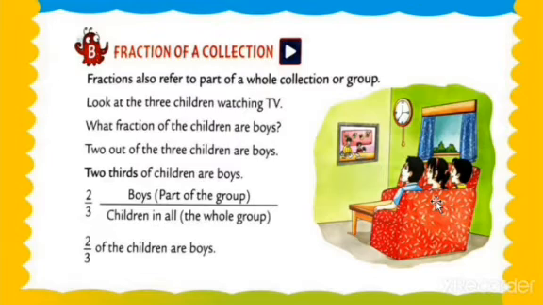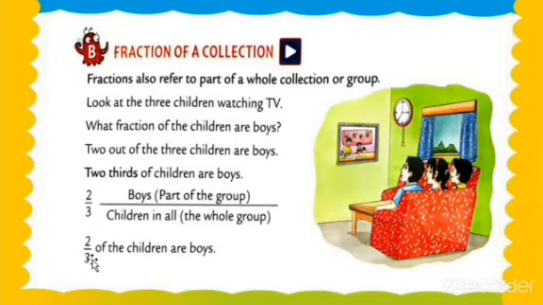So 2 out of 3 children are boys. 2/3 of the children are boys. 2/3 means 2 boys and a total of 3. So 2 is the numerator, showing the boys, the part of the group, and 3 is the children in all, the whole group. Understood, my dear students? I hope you all understood better.